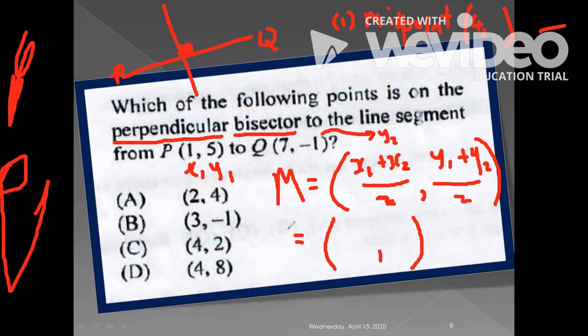So no man, remember the midpoint is not an answer to this. We haven't reached the answers yet. Right, so the other one is going to be 5 plus minus 1 divided by 2. Now plus and minus together give you a minus. 5 subtract 1 is 4. 4 divided by 2 is 2. So the midpoint is what? 4, 2.